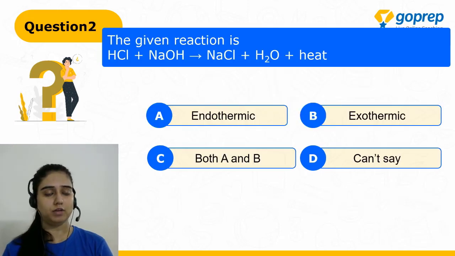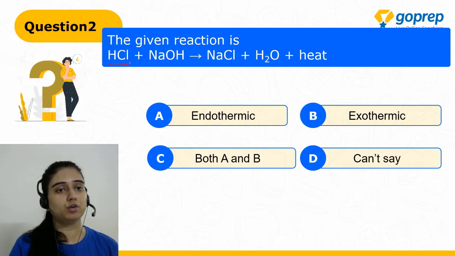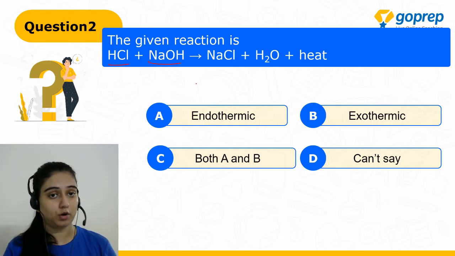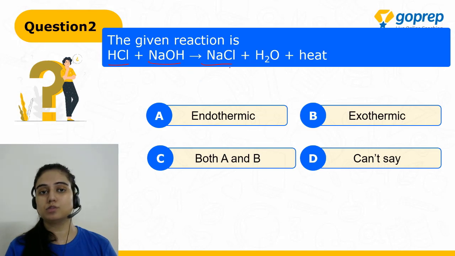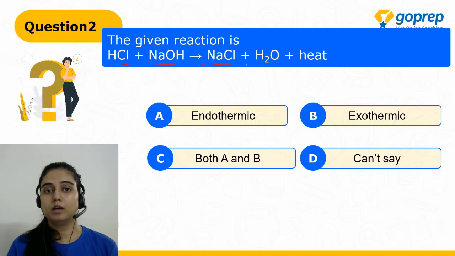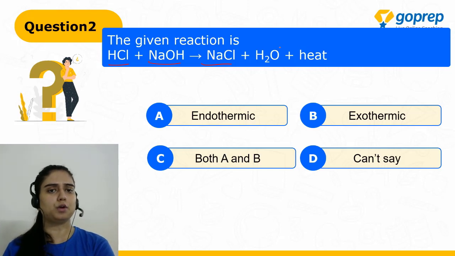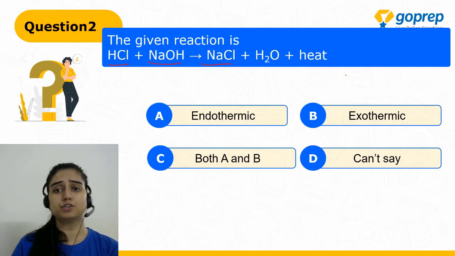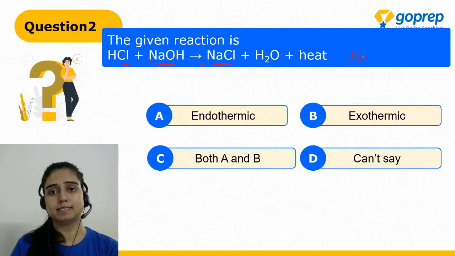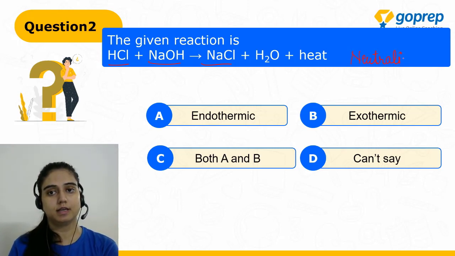In the given reaction, hydrochloric acid is reacting with sodium hydroxide to make sodium chloride, that is a salt, along with water, and heat is getting released. So which process is this? First of all, this is a neutralization reaction, students, right? This is a neutralization reaction.